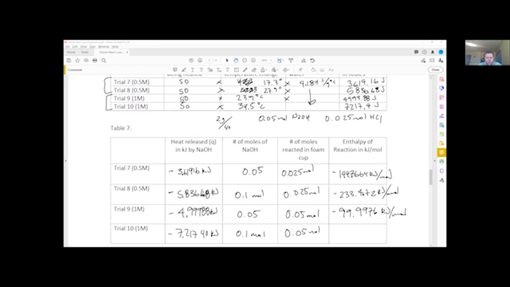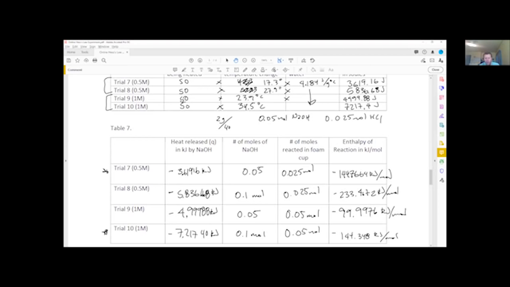7.21740 divided by 0.05. And I get, oh, well, this is funny, negative 144.348 kilojoules per mole. Now this gives us 4 data points that are kind of all over the place, and 2 data points that are pretty similar to one another. Trials number 7 and number 10 are pretty similar. Trial number 8, I don't even know what's going on with that one.